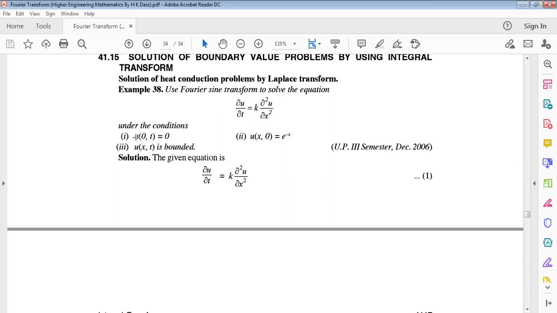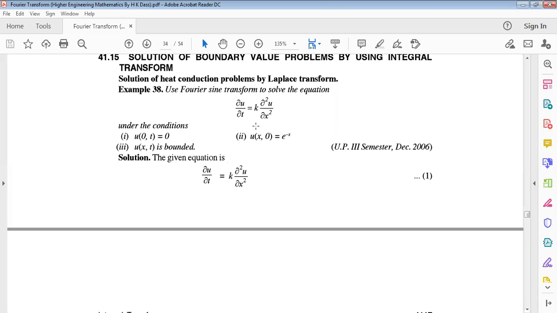The first one is, u(0,t), the dependent variable, equals 0, and u(x,0) equals e to the power minus x. Actually, there are two independent variables: one is t and the other is x.